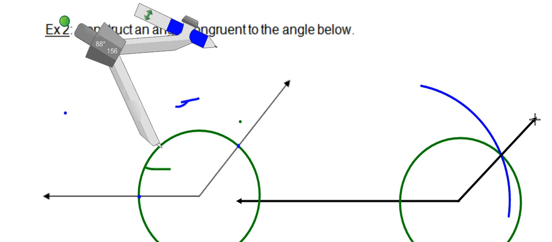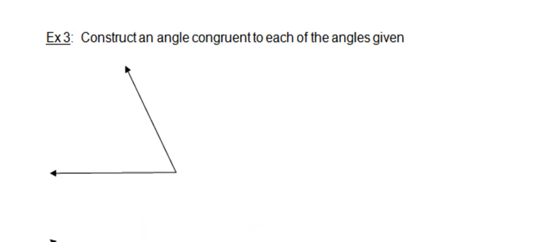Just a reminder that it's important to leave all of the arc marks on your paper because that's what we use to grade your constructions. At this point, let's go ahead and why don't you pause the video and complete a couple on your own. See what you can do with the angles that are given there.